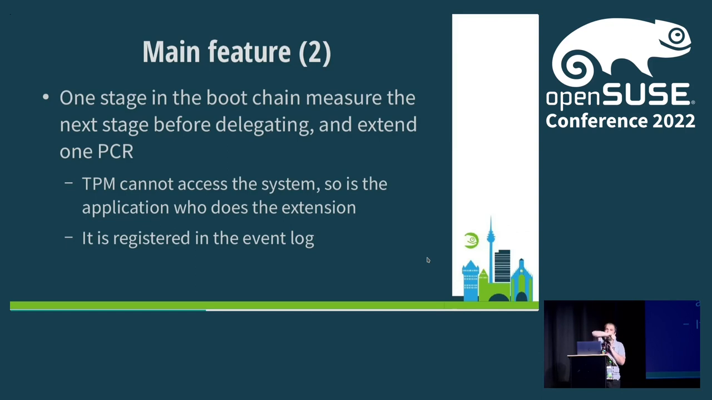So the early stage is going to measure all the stages in the UEFI firmware, and the last stage of the UEFI firmware is going to measure the grub loader. And if you configure your boot loader properly, GRUB and systemd-boot have this option, they are also going to measure the kernel and the initrd using a different set of registers, so you can extend the measurement until the initrd.